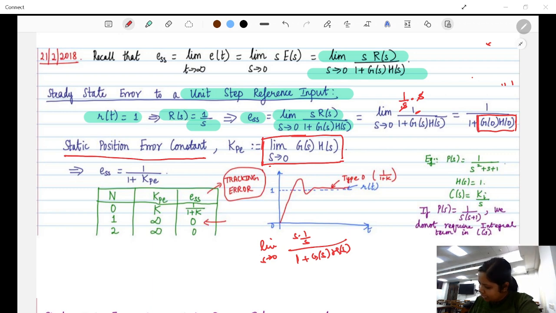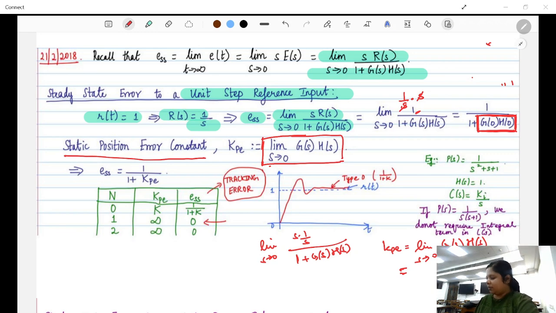Now let's focus on this Kp term only, because this would differ for each and every case. So your Kp is limit s tends to 0 of GsHs. Now, how would this Kp behave in all the cases?